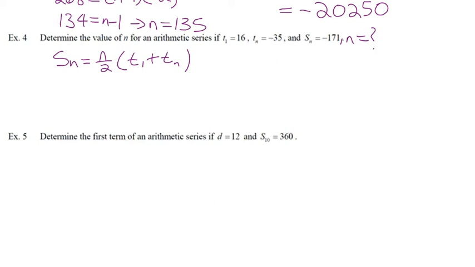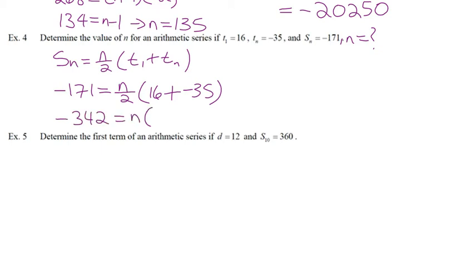Then you substitute in, so negative 171 is, don't know n, right? So n over 2, t1, 16, plus what? Negative 35. Okay, what's the first thing I'm going to do? What are the first two things I'm going to do in one step? I'm going to multiply both sides by 2, and at the same time add the brackets, right? Because we're all lazy. So this gives me negative 342 is equal to n times what? Negative 19. Barely fit in the negative. So what's n equal to?